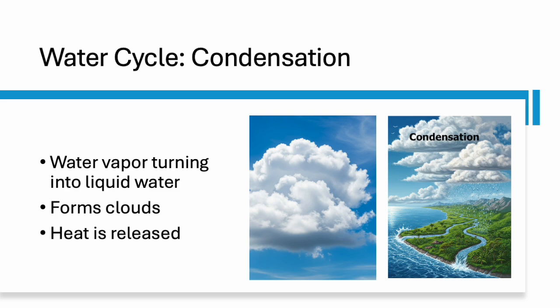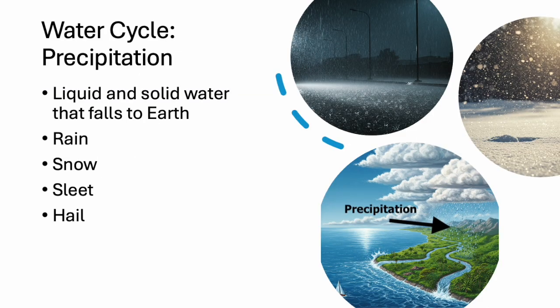As more and more water droplets and ice crystals gather, the cloud gets bigger and heavier. Eventually, the droplets become too heavy to stay floating in the air, so they fall back down to Earth. This is called precipitation. Precipitation comes in many forms depending on how cold the air is.